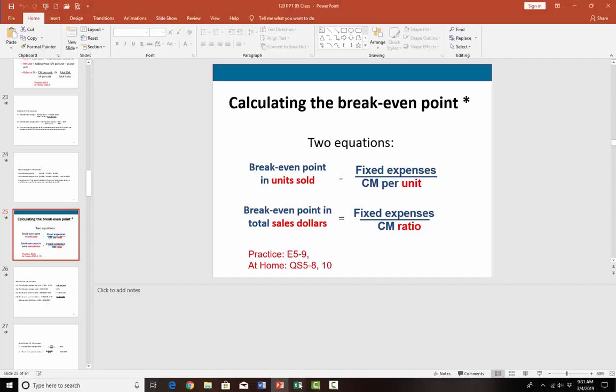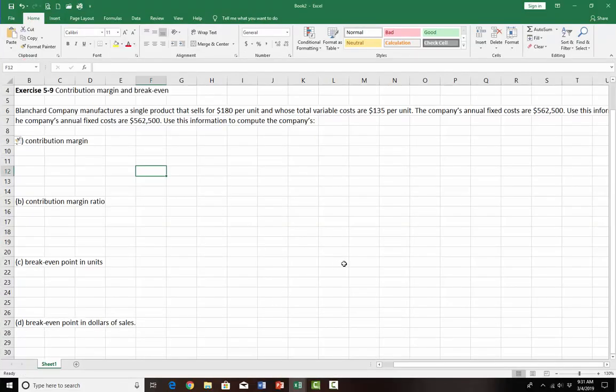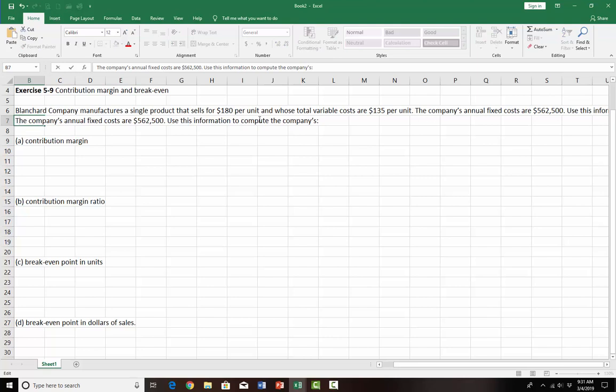Maybe if I can get this to switch over. Okay, here we go. All right, so here we have a product that they sell for $180 per unit. Total variable costs are $135 per unit. Let me put a T here. So this says the company's annual fixed costs are $562,000, and use this information to compute the company's following information.